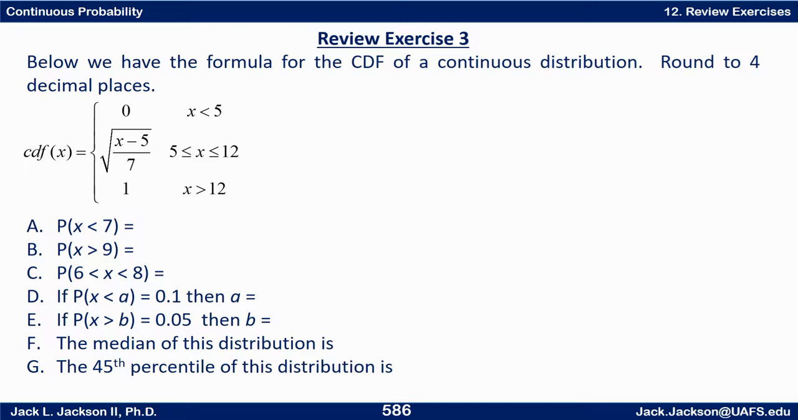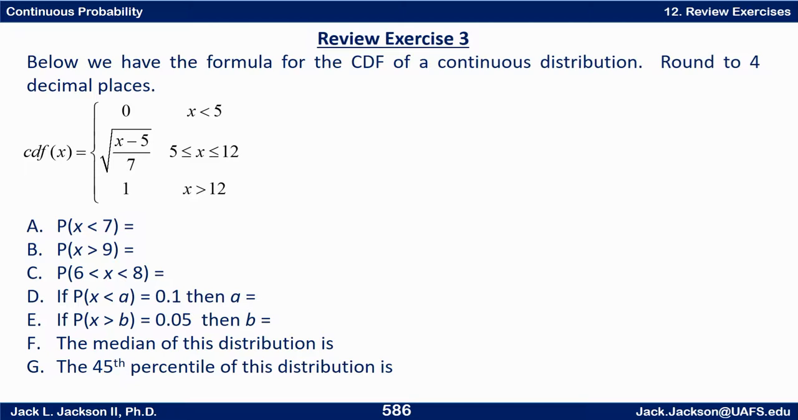This CDF is a piecewise defined function. It's 0 for x is less than 5. It's 1 for x is greater than 12. And the important part is in the middle, for x between 5 and 12. There the CDF of x equals x minus 5 over 7, and then take the square root of all of that.